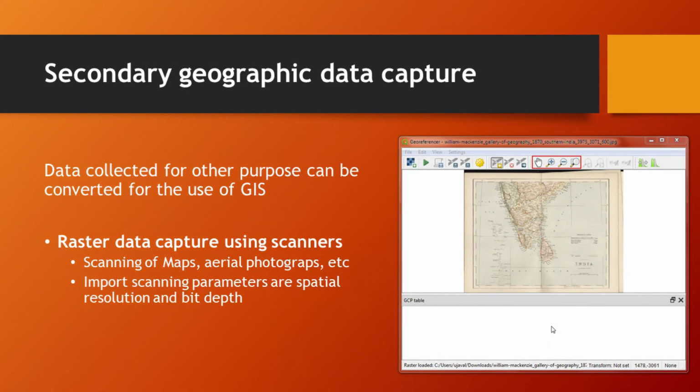Next one is the secondary geographic data capture. The data collected for another purpose can be converted for the use of GIS. Here are the three main reasons to scan hard copy media. Media are under the raster data capture using scanners.